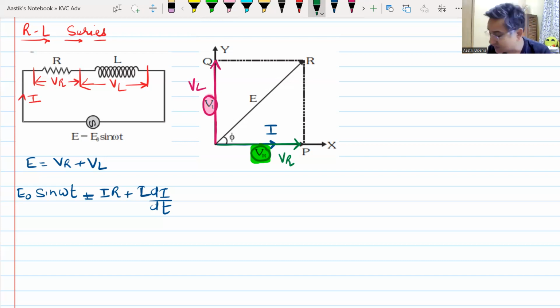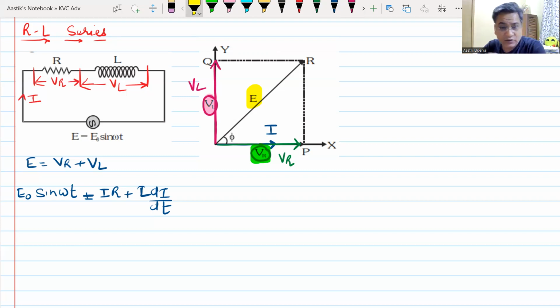The voltage E which is applied is nothing but the sum of these two voltages. But the problem is that these two voltages are not in the same phase. So it is like addition of two waves which are not in the same phase. Do we understand this? You can easily add these vectors using the triangular law of vector addition.